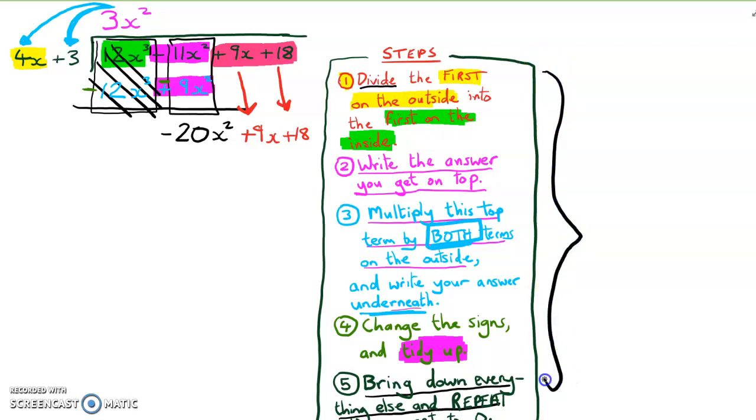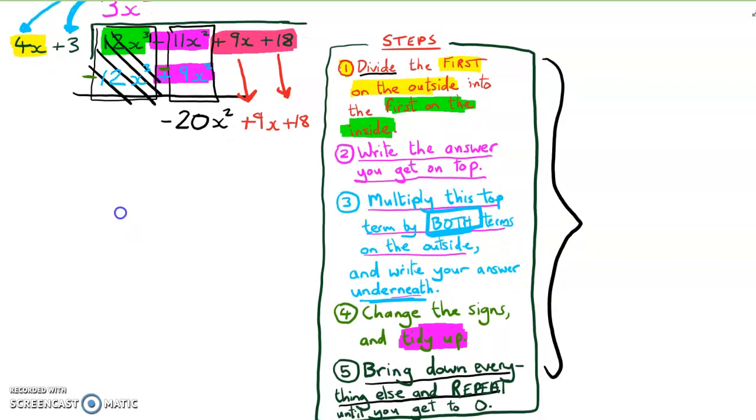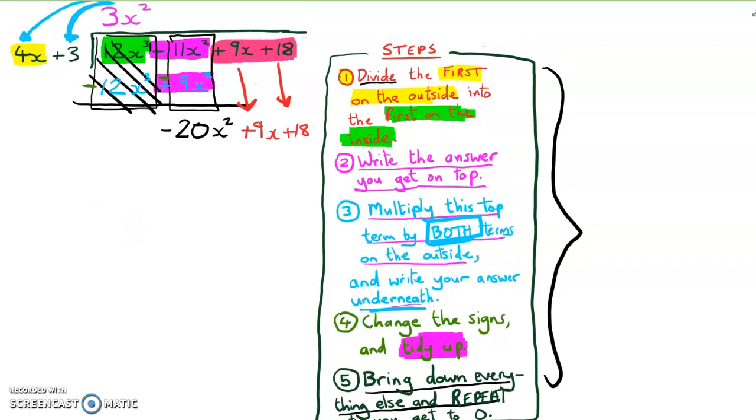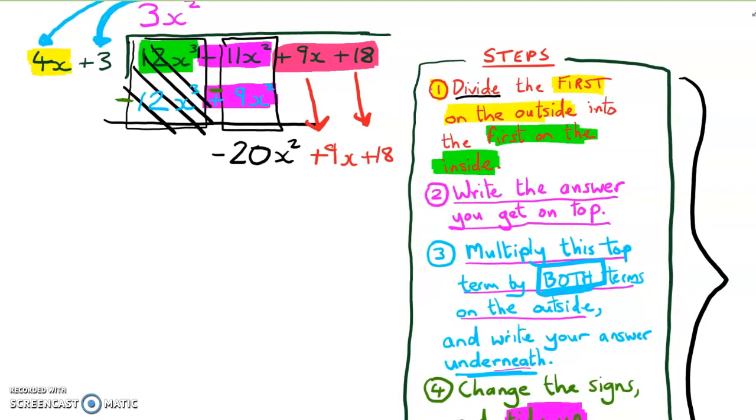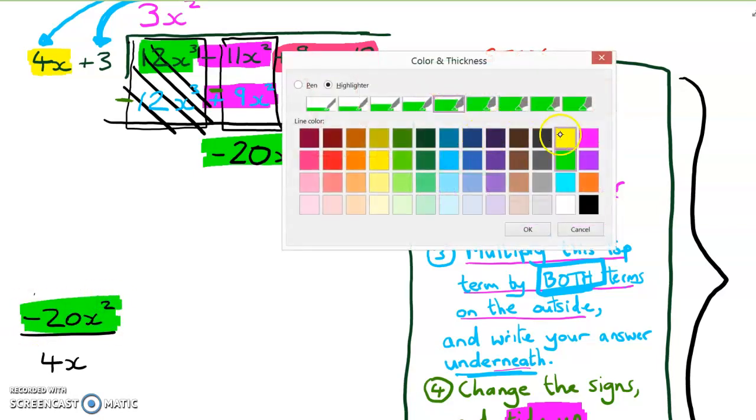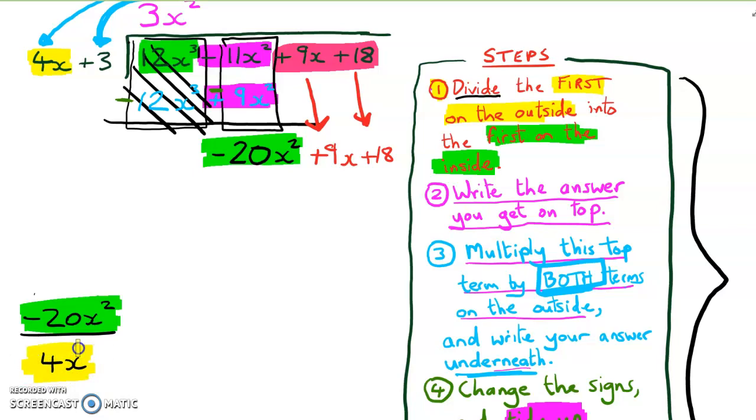And I'm going to repeat everything all over again. All of these steps, I'm going to repeat them all over again. Right back up to the start again. So, back up to step 1. Divide the first on the outside into the first on the inside. This time, this is the first on the inside. So I'm going to divide minus 20x squared by 4x. That's my first on the inside, and this is my first on the outside.